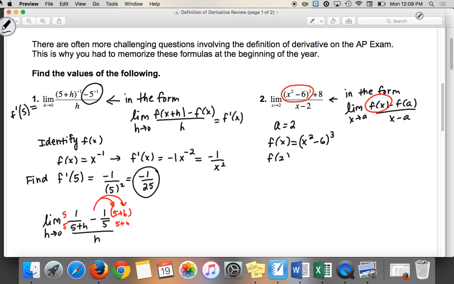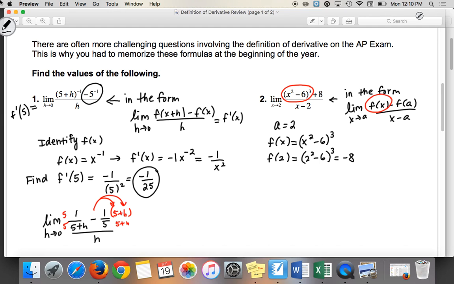Is f of 2 equal to negative 8? Let's try. 2 squared minus 6 cubed is negative 8. Do you guys see it? So what we have is, the part that's circled is f of x, minus f of 2. Do you guys see how f of 2 was negative 8? So minus a negative 8 is plus 8. How did you know that? How did I know it was going to be negative 8? Well, at first I just found it, right?